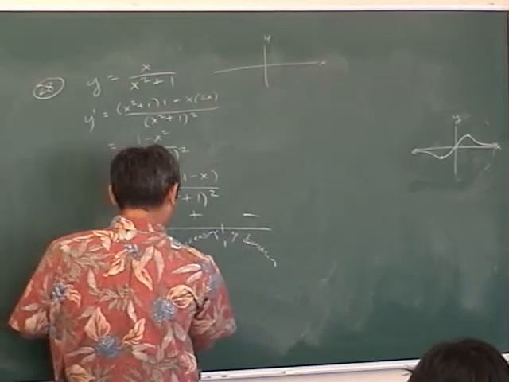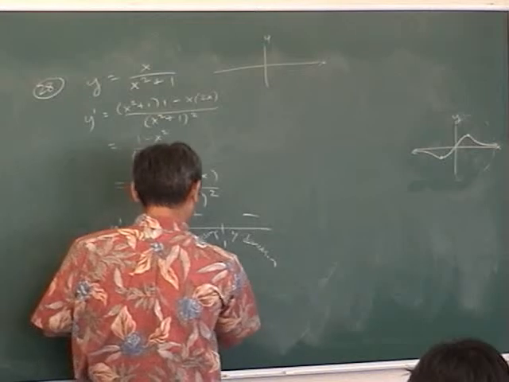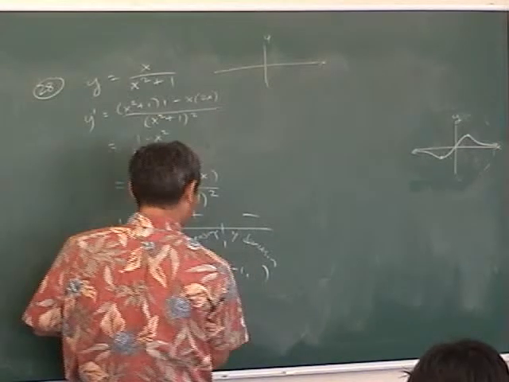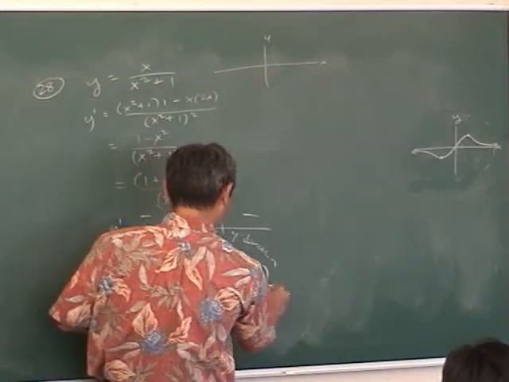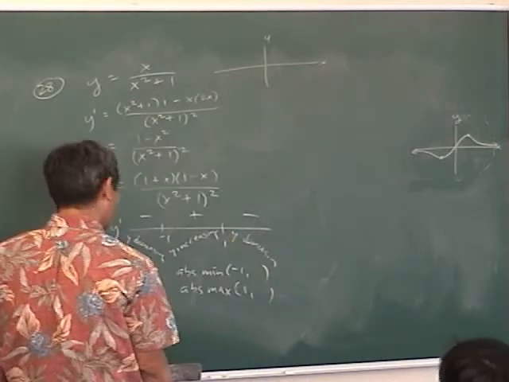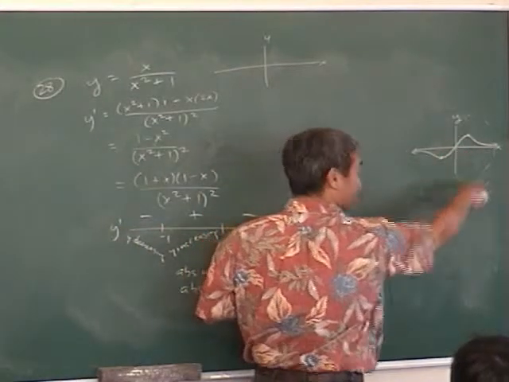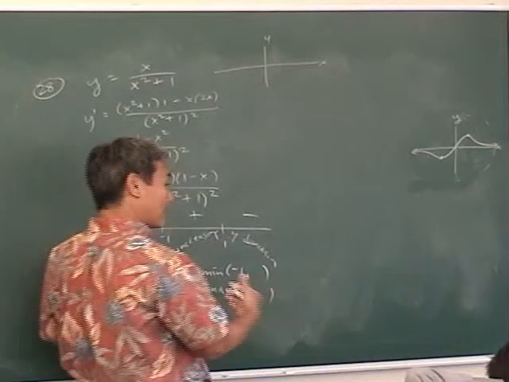So this is the absolute minimum at negative 1 comma something, and this is the absolute maximum at 1 comma something. How do I know if these are absolutes? Because the graph looks like that. You have to know something about the graph.